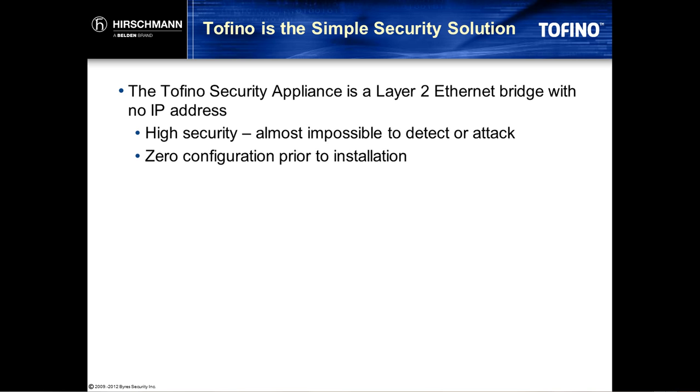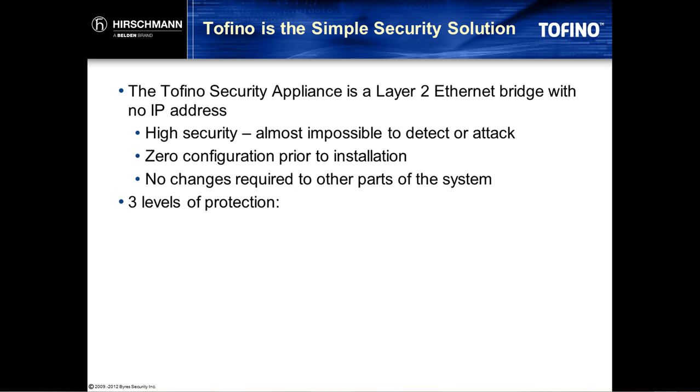Also, none of the loadable security modules are installed on the device when it ships from the factory, so it will bridge all traffic through the device when it's added to the network for the first time. And because it's layer 2, you can add it wherever it needs to go in your plant network without requiring any changes to the rest of the network. Your IP addresses can stay the same, your network design can stay the same.